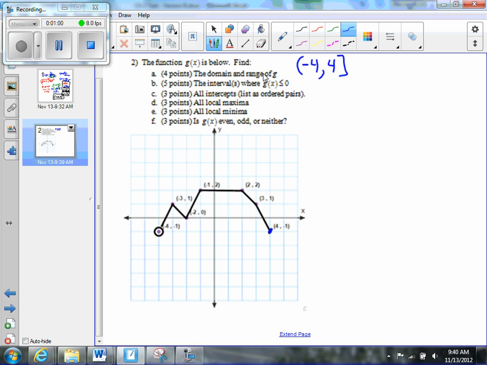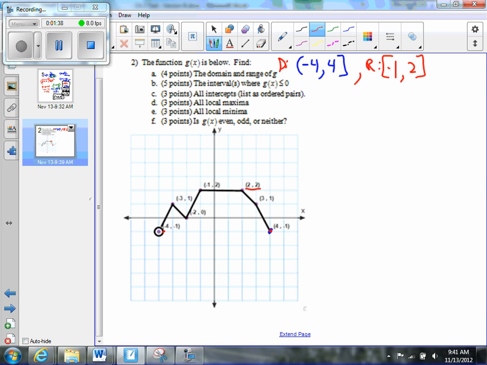My range is kind of the opposite. I want my valid y values. So I'm going to look at my lowest y value. Well, over here I have -1 that's not included, but over here I have -1 that is included. So we'll call this D, and we'll call this R. My lowest y value is -1, which is included, has a bracket, and I get as high as +2, which is also included. So there's my range.